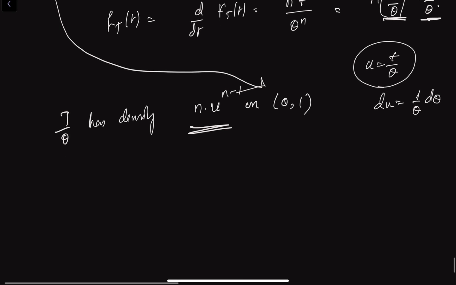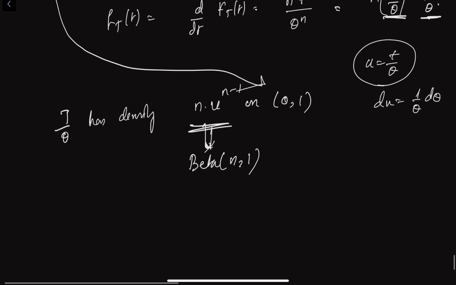So that means this is following a beta n comma 1. So the distribution of t by theta is beta n comma 1.